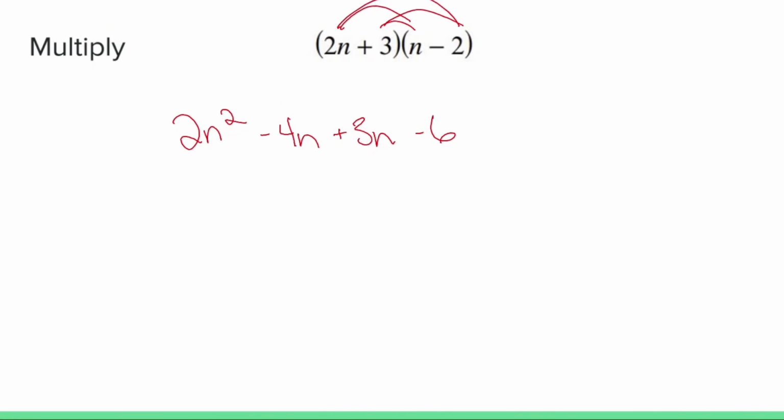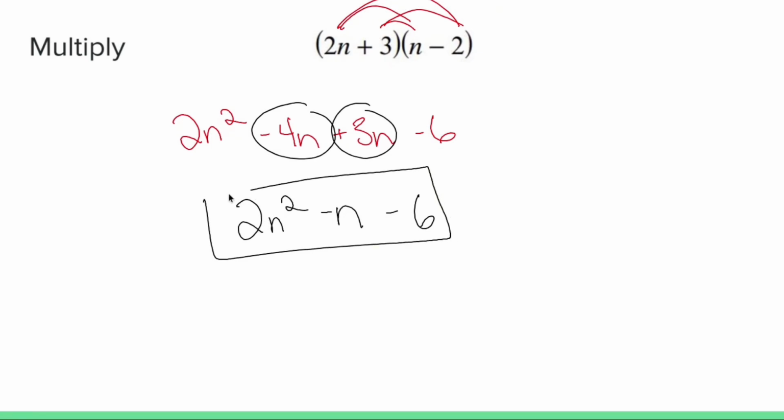Usually when this happens, not always, but usually you combine like terms. So this negative 4n and that positive 3n become negative n, and 2n squared and minus 6 drop down and come along for the ride.